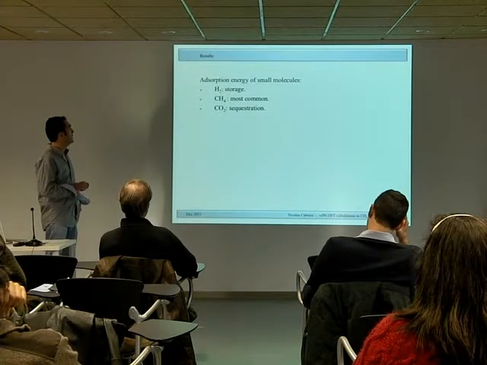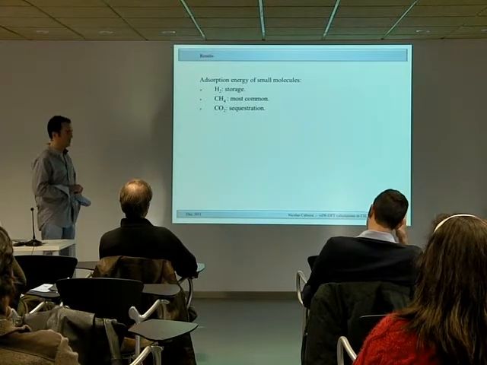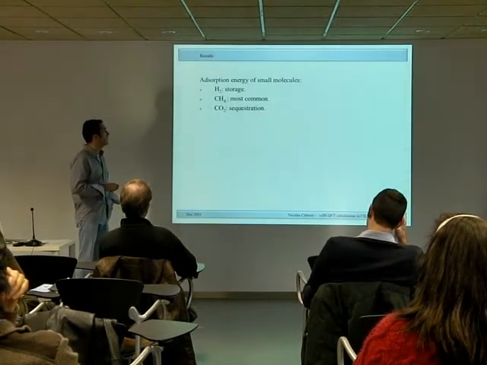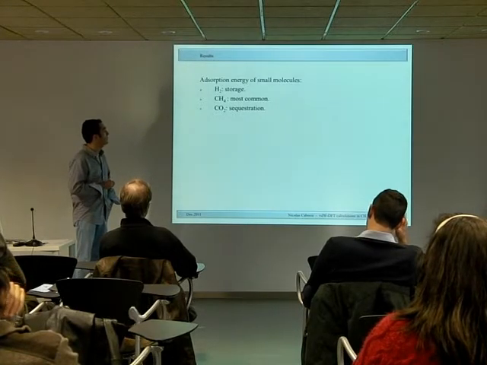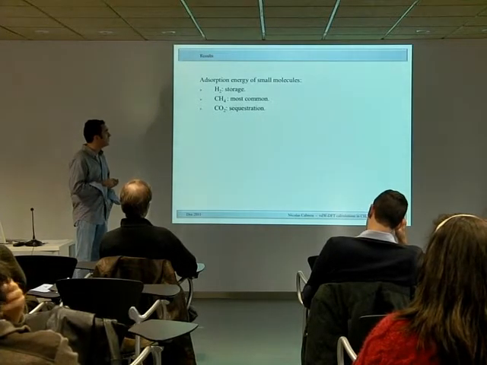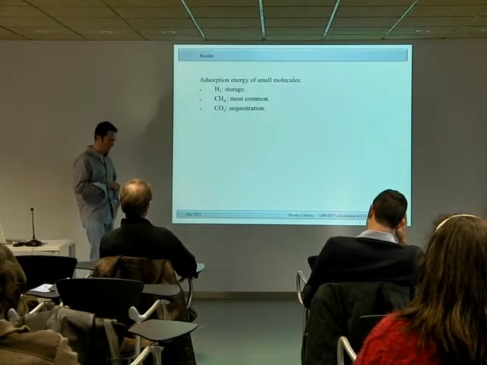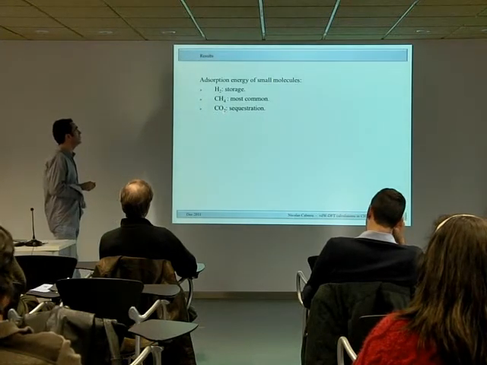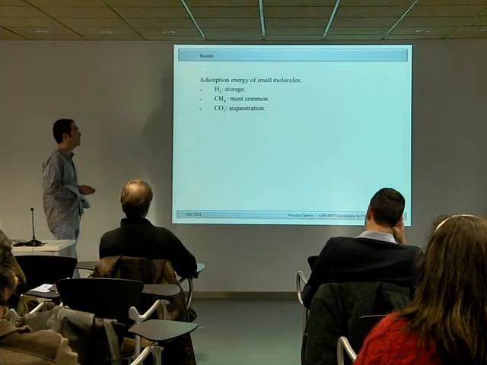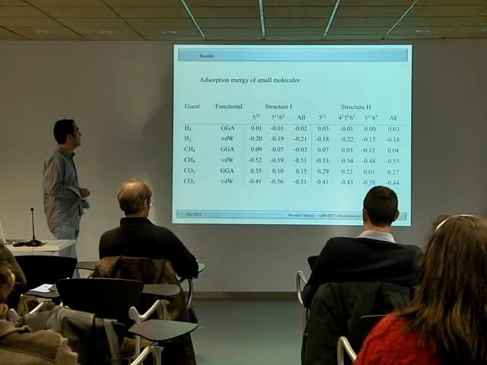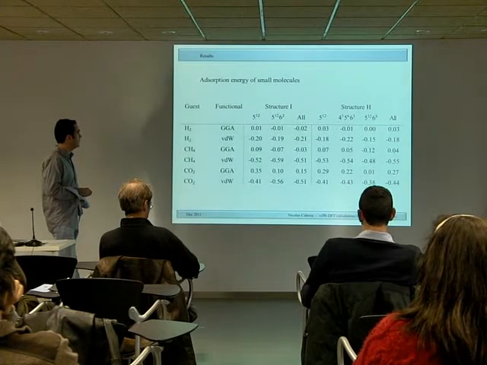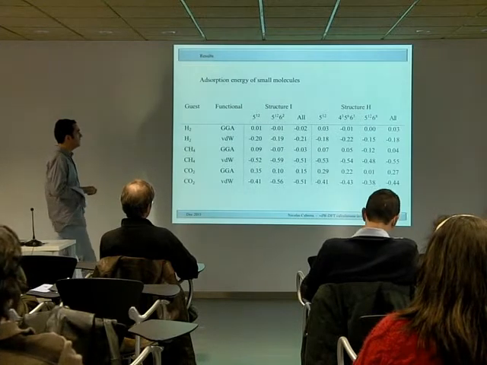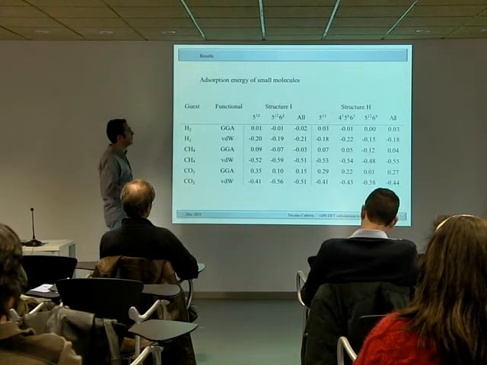And we are going to calculate the absorption energy for a small molecule. Why these molecules? Because water clathrates have been proposed as a good system to store hydrogen, and also as a system for carbon dioxide sequestration, and we use methane because it's the most common gas molecule in this system. So here we have a table in which I show the absorption energy for two different treatments of the exchange correlation, for both structures and for all the cavities.